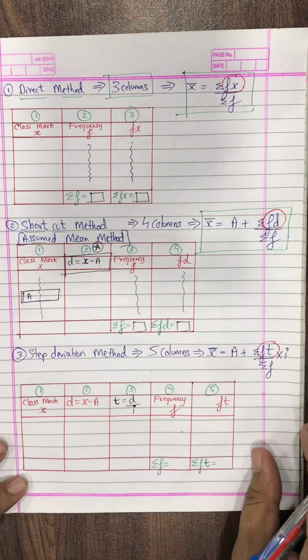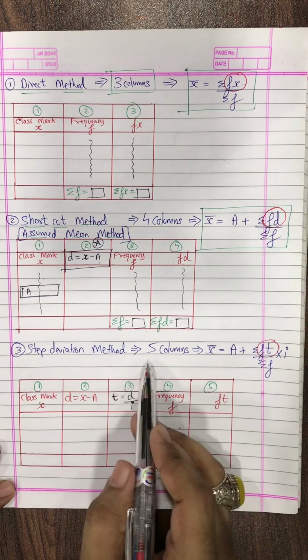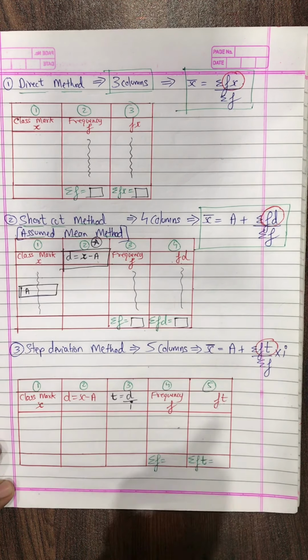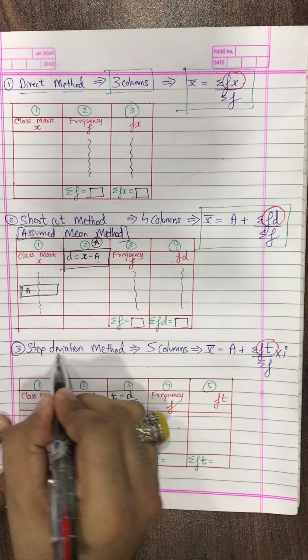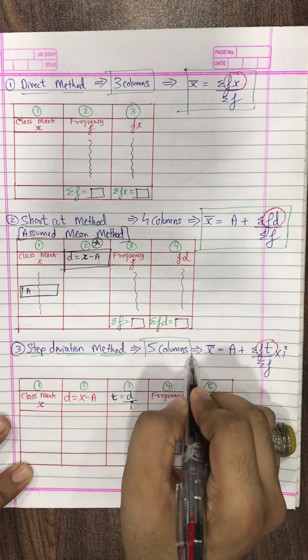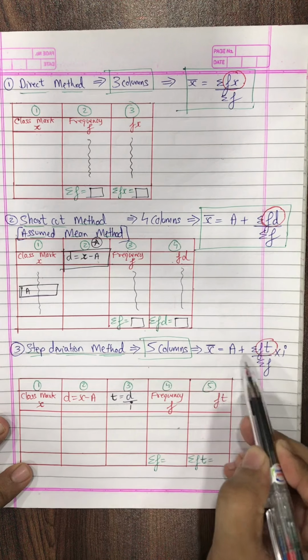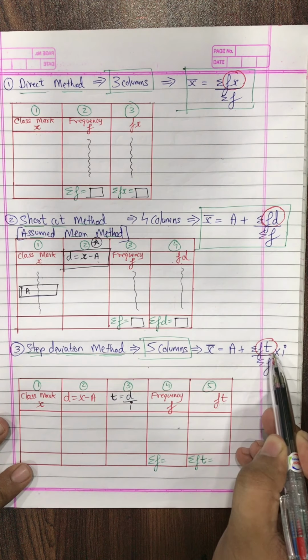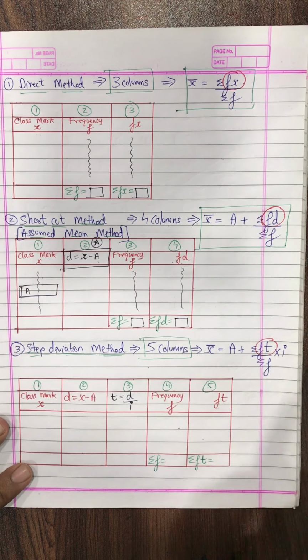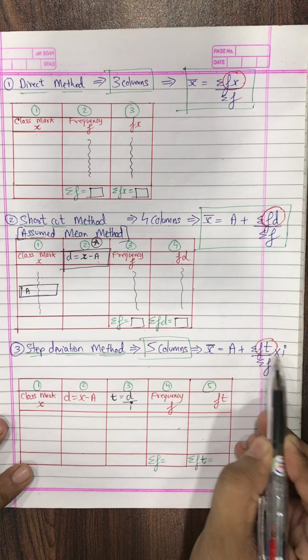In this method the only change was this D. I am done with my explanation of this method. The third one, step deviation method, I will take only 1 minute. Students, pay attention. Step deviation method is most important from the board exam point of view. It has 5 columns. Formula, repeat with me fast: x bar equals A plus summation ft upon summation f multiplied by I. What is A? You know, assumed mean. T is something different and I is different.